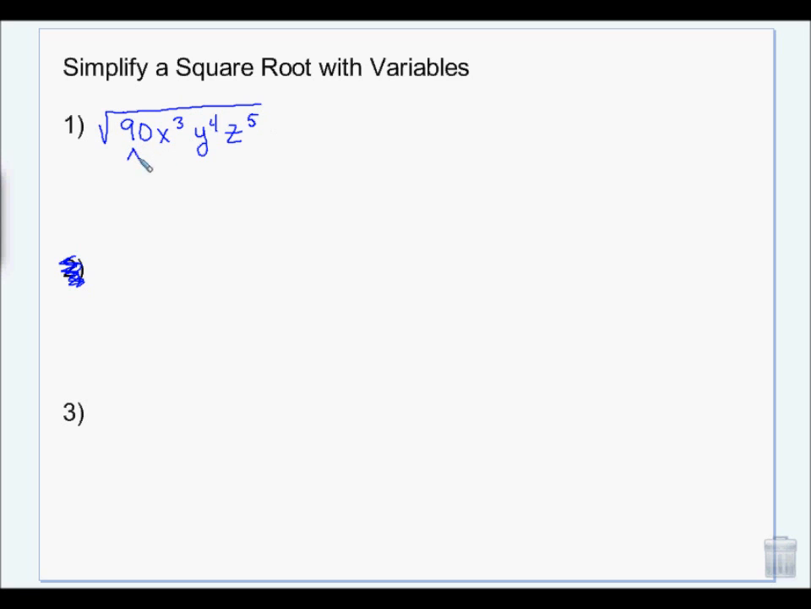So starting with the 90. 90 is 2 times 45, which is 5 times 9, and 9 is 3 times 3. So I can take this pair of 3's, I can take one of those out. So it gives me a 3. And I'm not going to write it down yet, but I'm going to signify that the 2 and the 5 are going to get left behind.